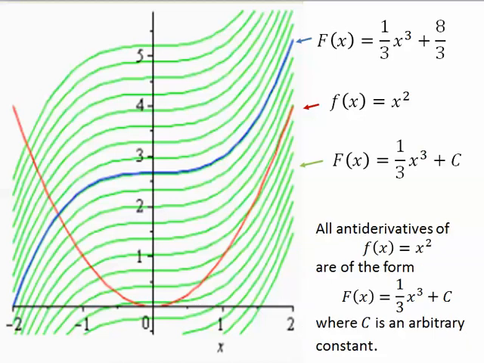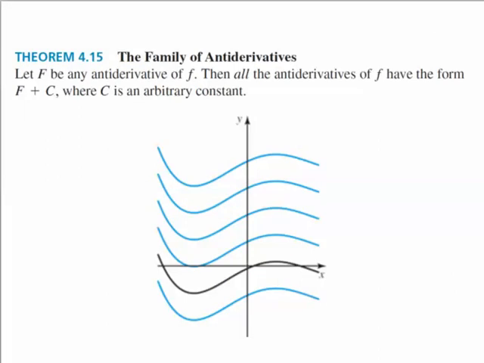And also you can see that all antiderivatives of x squared are of the form 1/3 x to the 3 plus c, where c is an arbitrary constant. So when you look for an antiderivative, you're actually looking for what we call a family of antiderivatives. Let big F be any antiderivative of little f, then all the antiderivatives of little f have the form big F plus c, where c is an arbitrary constant. So you get a whole family of antiderivatives that only differ by a constant.